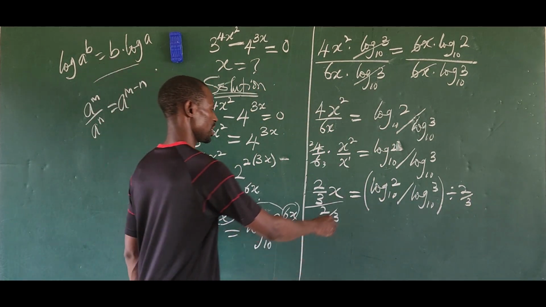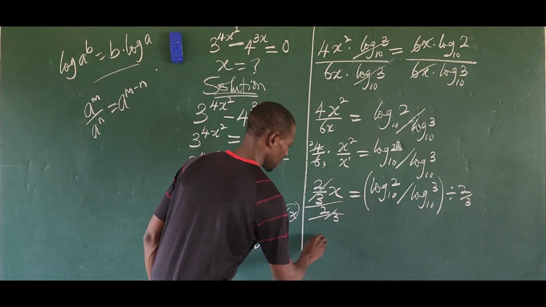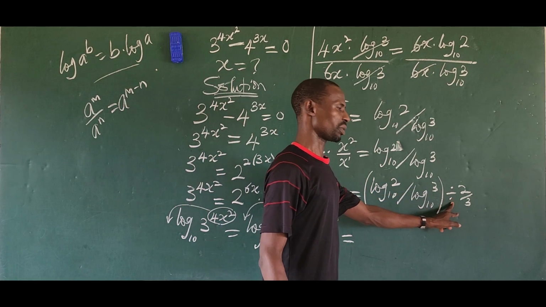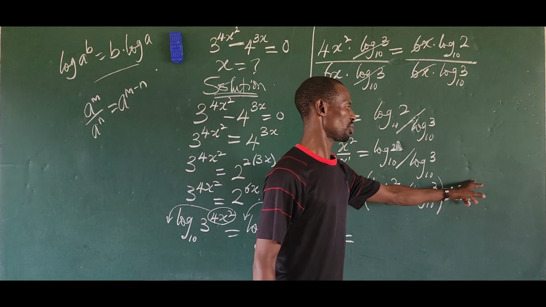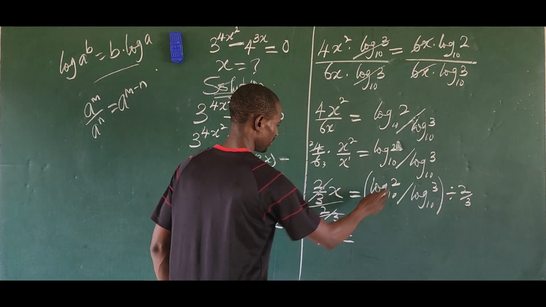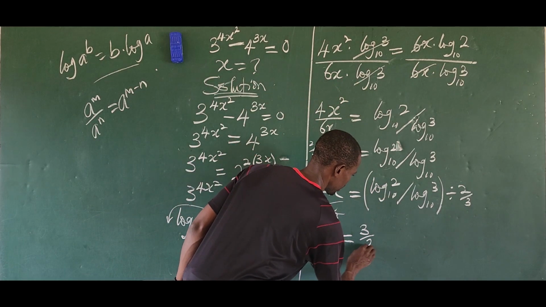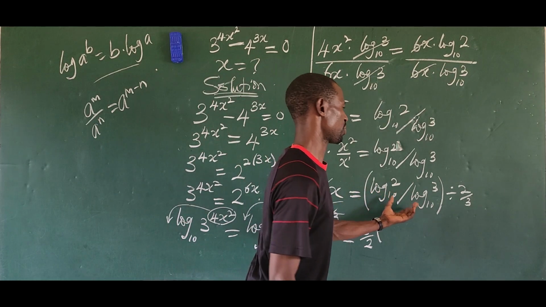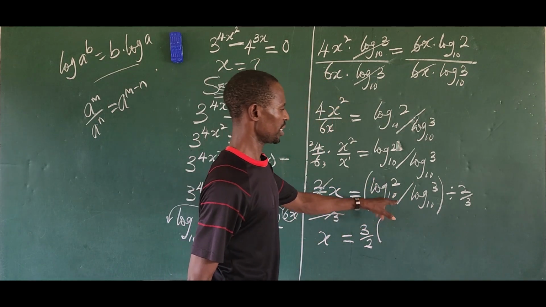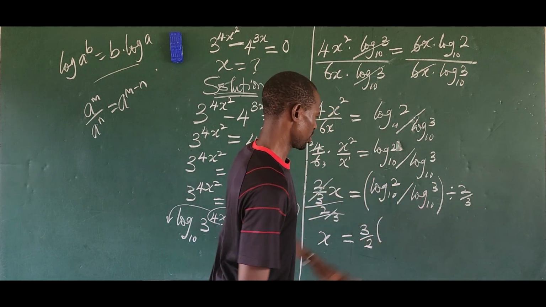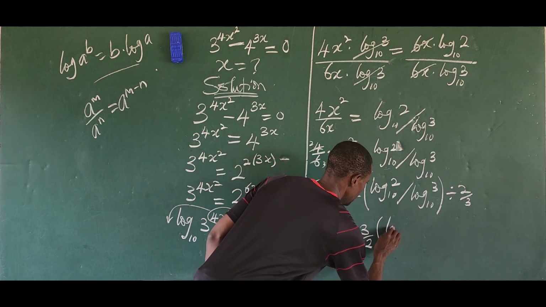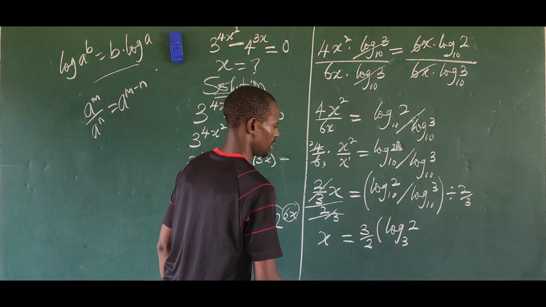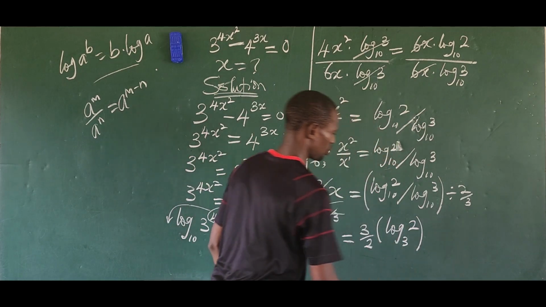So we now have x equal to, we change this to a multiplication sign, and so this goes up, this comes down. We're going to have 3 all over 2, then bracket. Now look at the whole of this expression. I want to change from base 10 to base 3. If we do that, this is going to give us log 2 base 3. So this will be our answer.